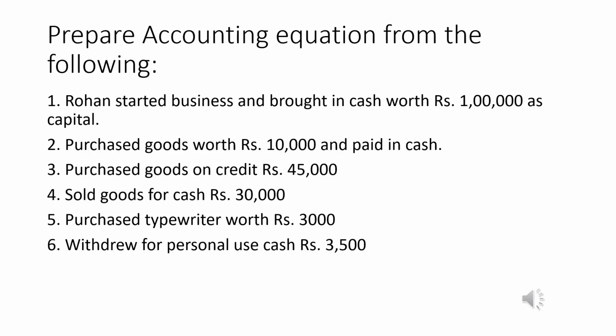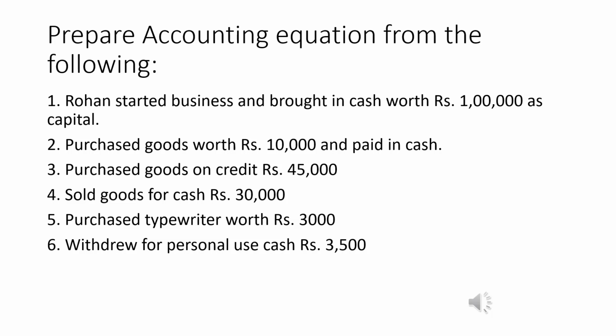First of all, let's have a look at the question. The question says prepare accounting equation from the following transactions, and we have been given 6 transactions here. So here we have to prove that after every transaction happening in the business, since we are following double entry system, accounting equation should be balanced. That means assets should always be equal to liabilities and capital.